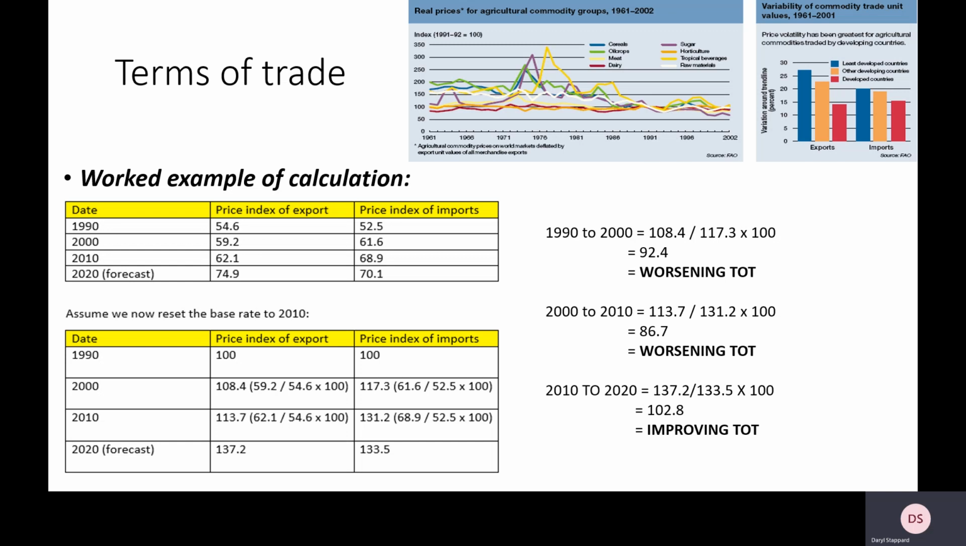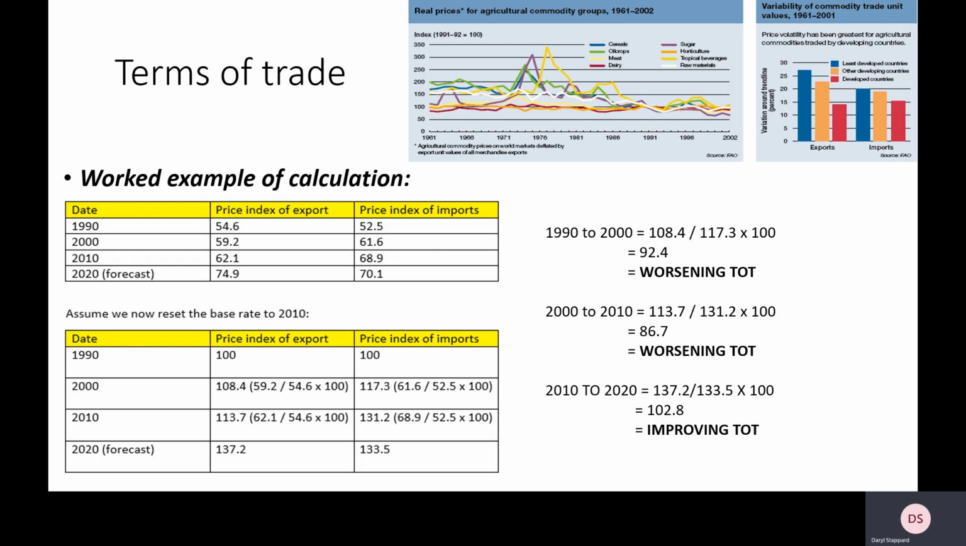Let me show you one more. If you look at 2010, the price index of imports. To work out that 131.2, we would take the import price, which was 68.9 in 2010. We divide it by the base price, which was 52.5. You multiply it by 100 and you get 131.2.